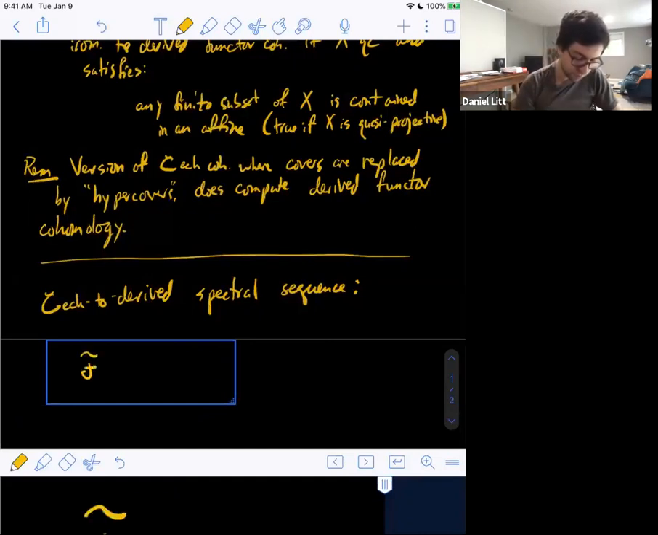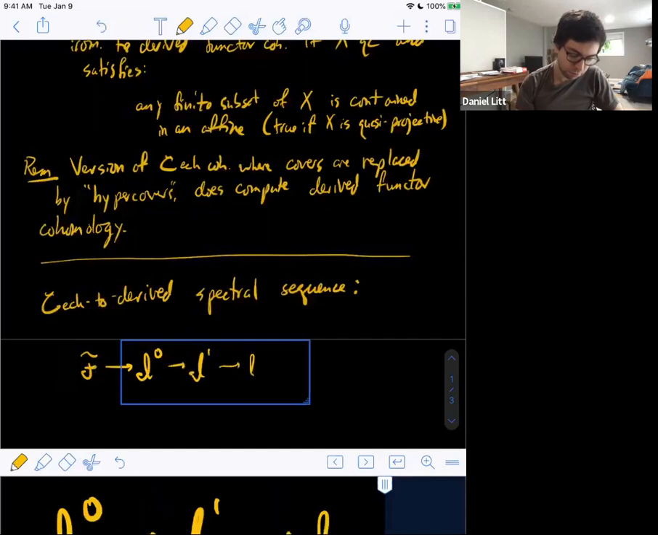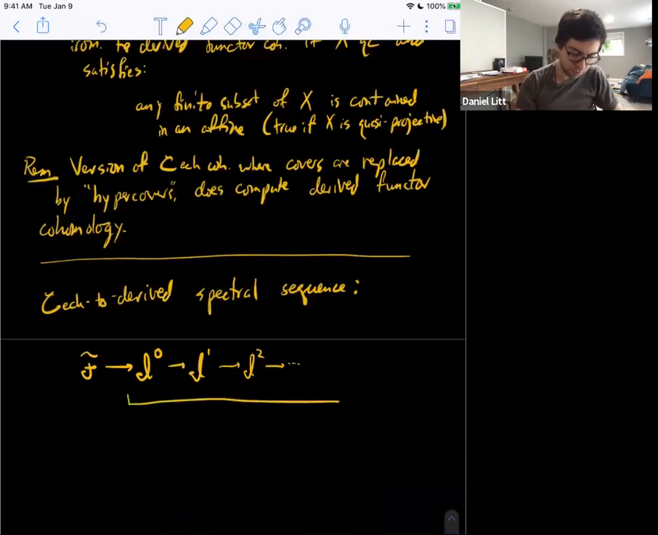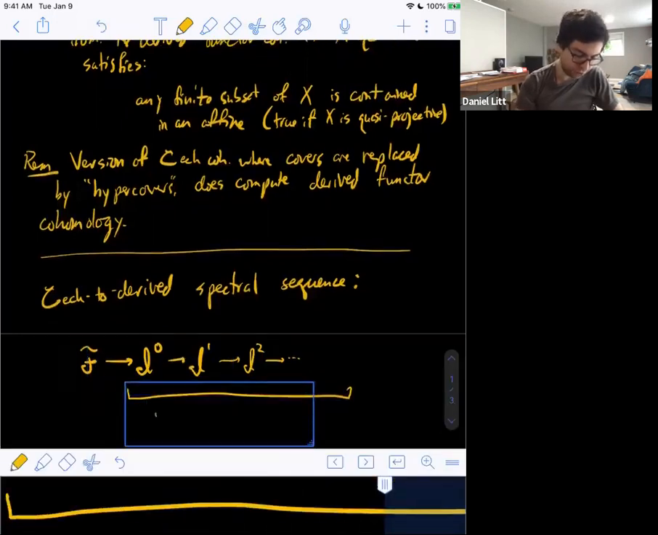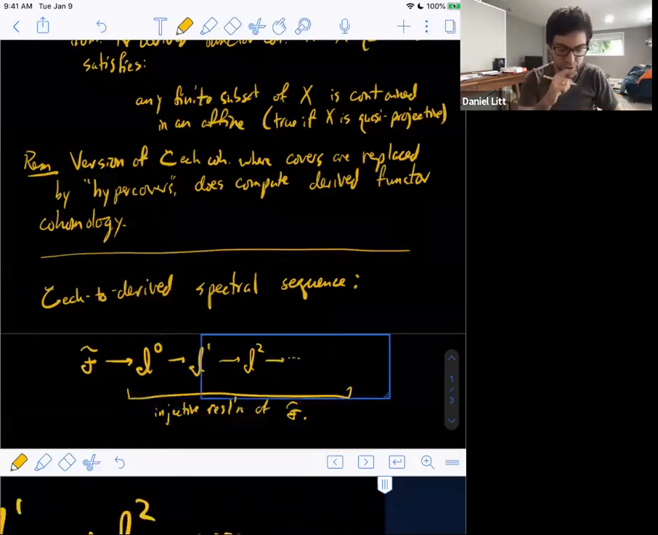So how do you compute derived functor cohomology? You take an injective resolution of your sheaf, right? So you take a resolution like this, and we proved such a thing existed because we proved the category of abelian sheaves on the étale site has enough injectives. This complex here is called an injective resolution of F if this complex as a whole is exact, and each of these I's are injective.